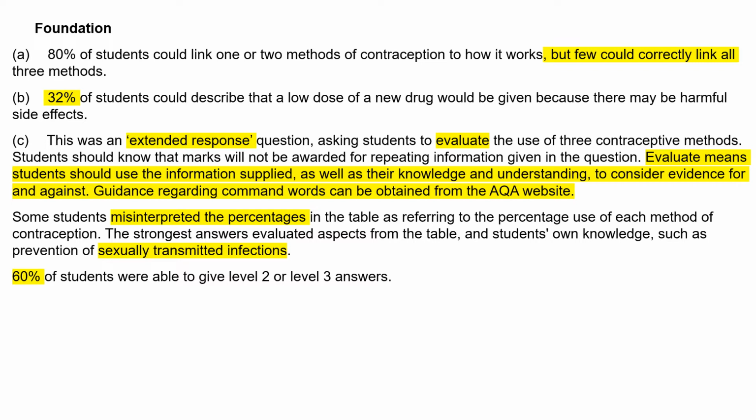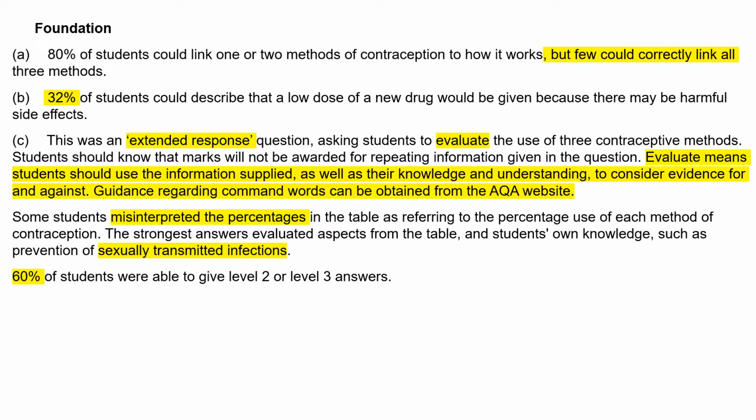Part A of the question, 80% of students could link one or two methods of contraception to how it works, but few could correctly link all 3 methods. So this is a basic hint that you need to know all the contraceptive methods. You just need to learn them, memorize them, and flashcards are the best way to remember them. Part B, 32% of students could describe that a low dose of a new drug would be given because there may be harmful side effects.